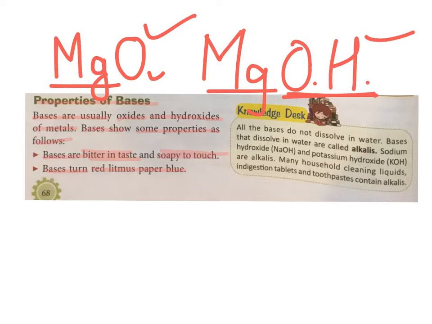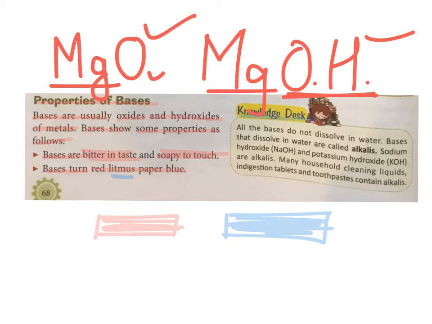See children, it is exactly opposite to that of acid. In acid, acids were turning blue litmus red. So if you take a red litmus paper and if you put it in a base, it will convert into blue. Here litmus is again an indicator which will be followed after bases.